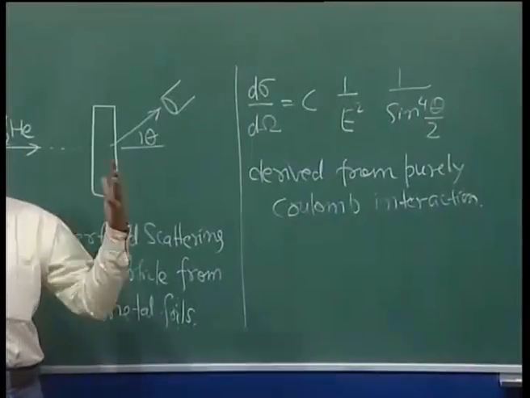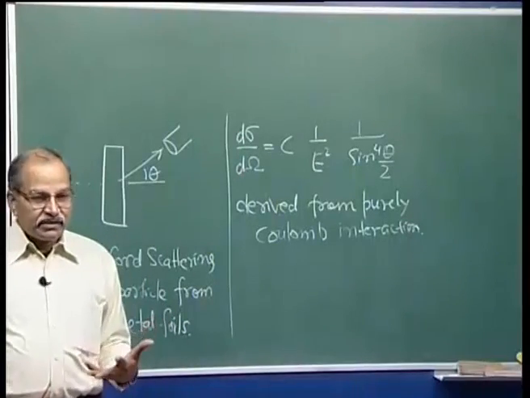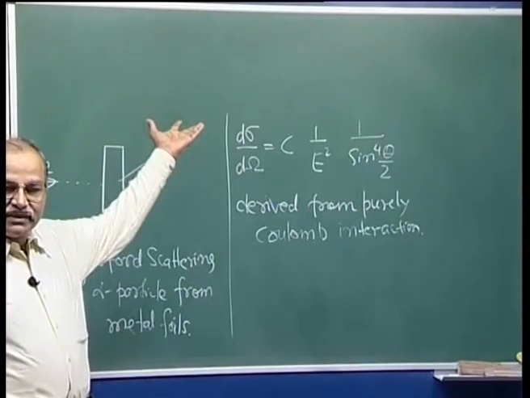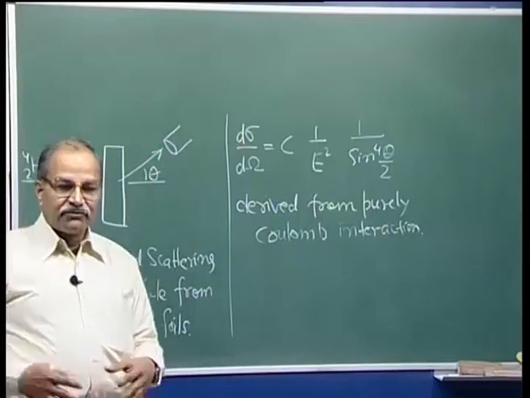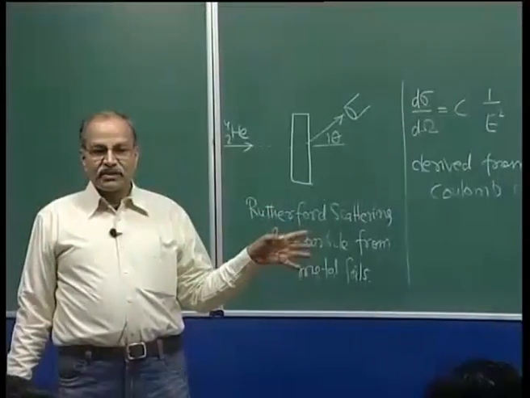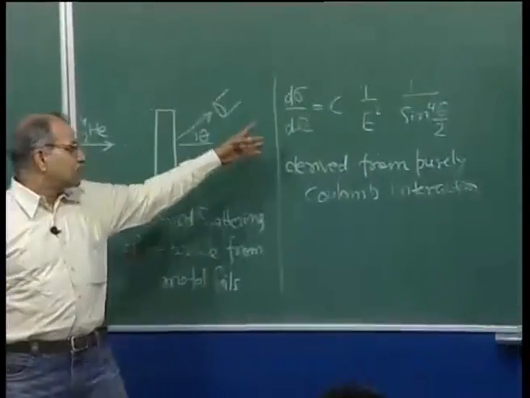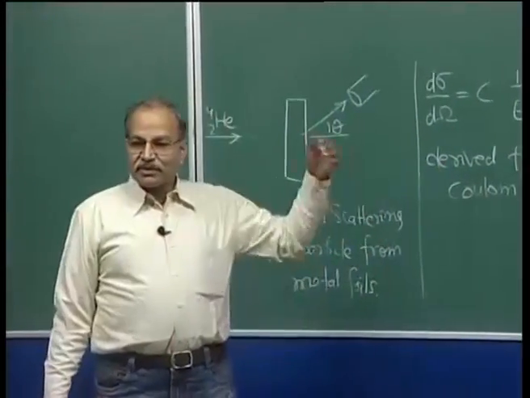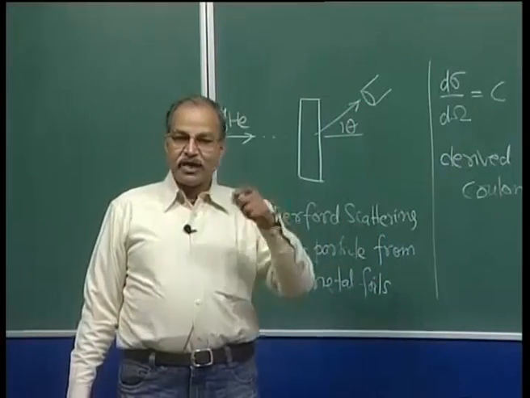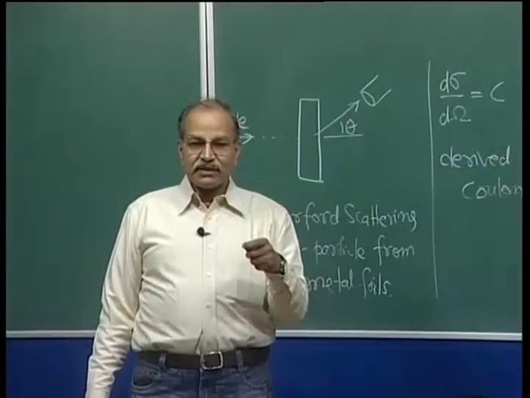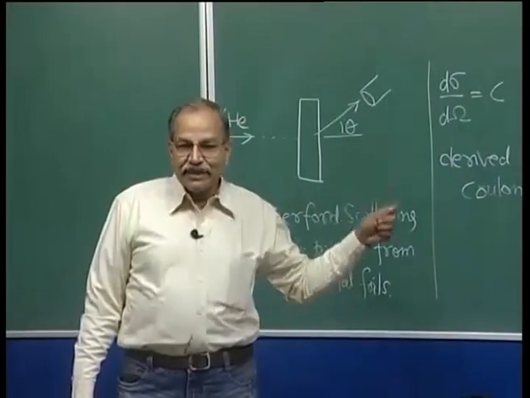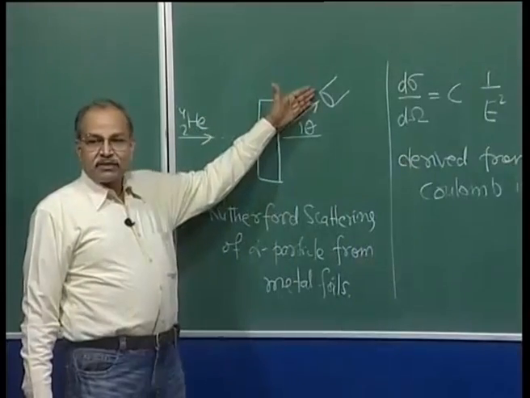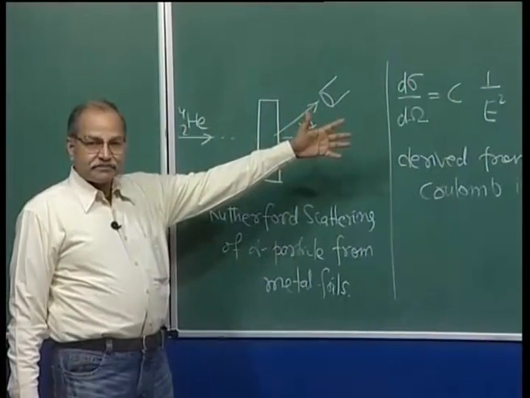So, the data were collected by Geiger and Marsden as a function of theta: how many particles are reaching there, taking care of the intensity of the beam and the geometry, and the interaction term here. From that data Rutherford developed this particular model that in the atom you have a nucleus with Ze plus charge, and that is repelling this alpha particle, and that is why the alpha particle is going in this hyperbolic path, and from there he derived this.